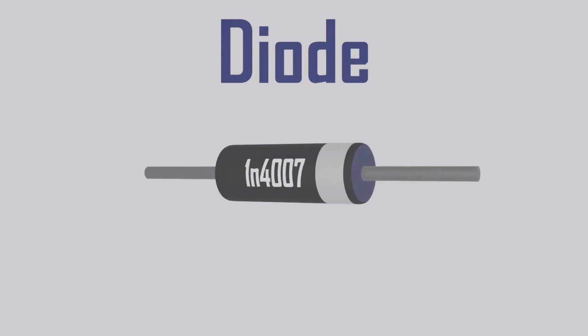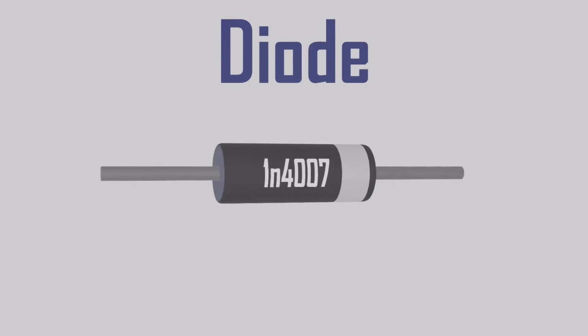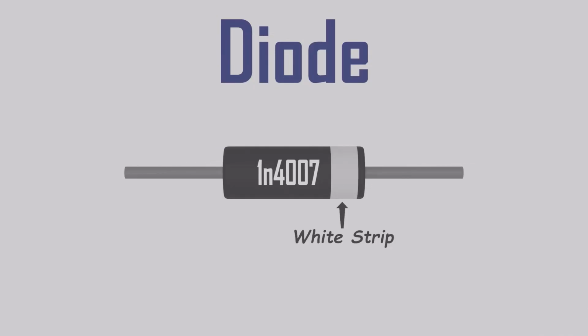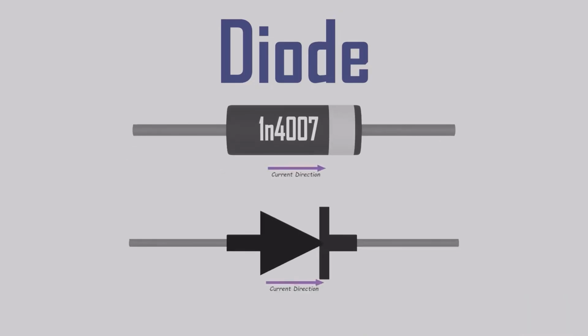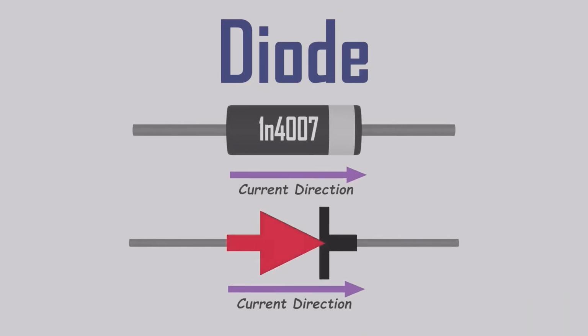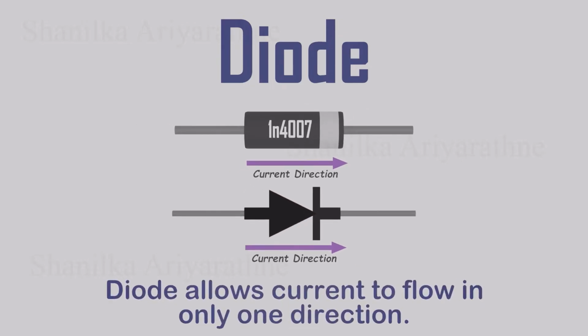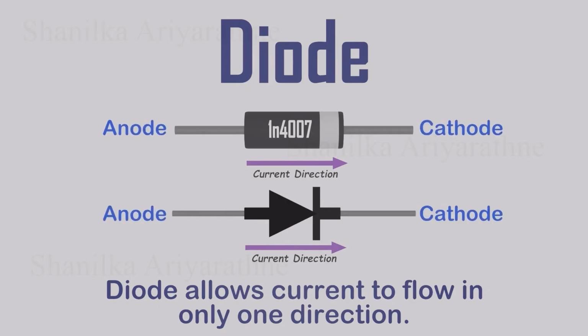A diode is a small two-terminal electronic component. You'll usually see it as a tiny black body with a white stripe on one end. Its schematic symbol shows the direction of conventional current flow. At its core, a diode works like a one-way valve for electricity. It allows current to flow in only one direction. The white stripe marks the cathode, and conventional current flows from the anode to the cathode.